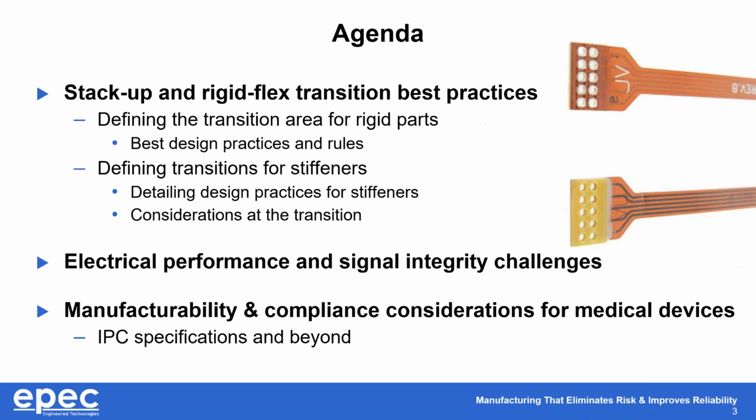From there, it's a good move over to stack up and rigid flex transition best practices. That's going to be the transition area for rigid parts where flex meets rigid, and the design practices and rules that may go along with those. And for the flex side of things, we have stiffeners, where it's the transition of the stiffened area to the non-stiffened area, and different design practices for the stiffeners, and considerations for things that may take place at that transition zone.